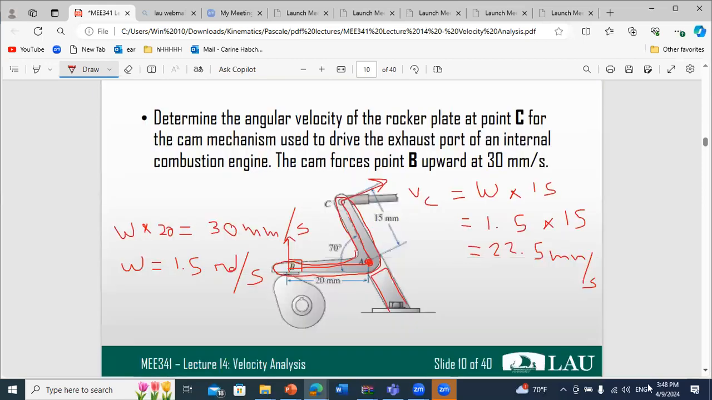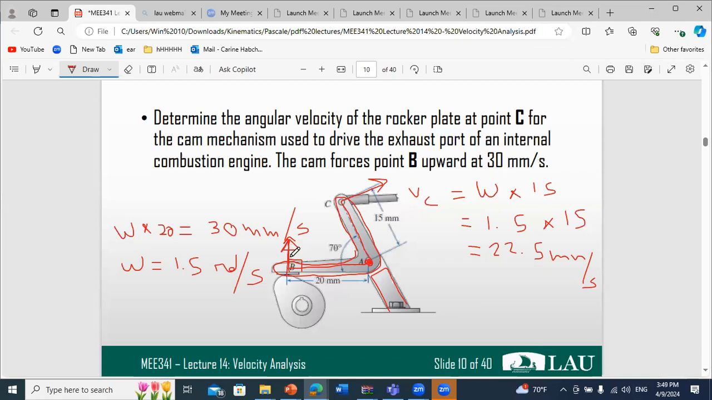Now, let us do the following example. We want to determine the angular velocity of the rocker plate at point C for the cam mechanism used to drive the exhaust port of an internal combustion engine. The cam forces point B upward at 30 millimeters per second. So here we know that B is driven in the upward direction and the velocity of B in the vertical direction is given. It's equal to 30 millimeters per second.